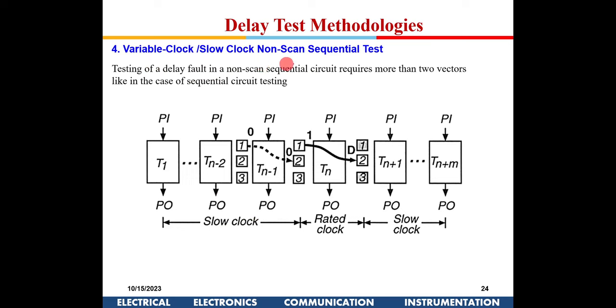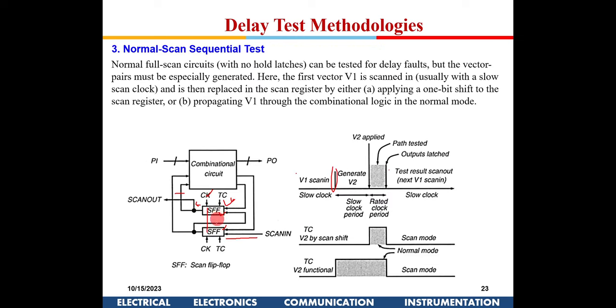And this is the last slide, on which variable clock, a slow clock, non-scan sequential. So it is non-scan. It is not a scanned type. Okay. So you have these flip flops here. It is a sequential circuit, right? Sequential circuit means there are flip flops in between, but they are not interconnected like in a DFT structure. So there is no test signal and connecting them in series, okay?